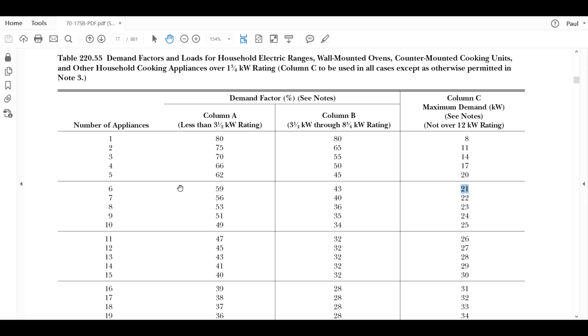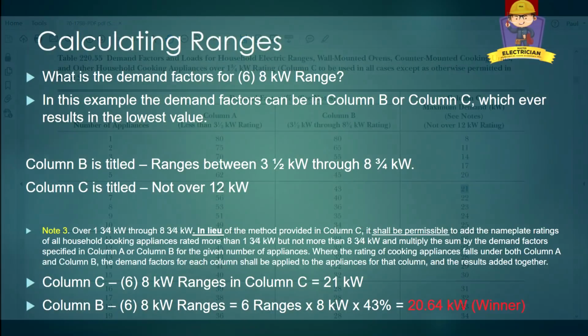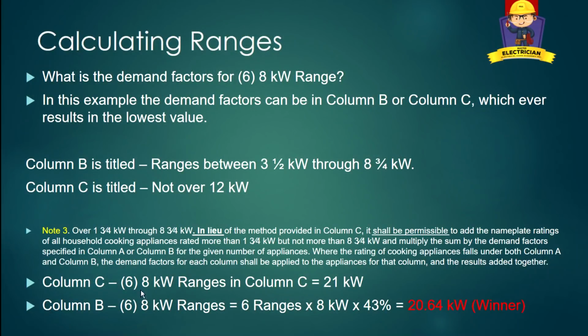Now, in this application, let's go back because we're going to compare it now. When we look here, we now need to say, well, let's use column B. And we know that column B deals with 3.5 kW through 8 3/4 kW. And obviously, we fall in that range. So it's 6 8 kW ranges, so it's 6 times 8 kW times 43%. Well, where do we get this 43%? That's under column B, so let's go under column B and find out how we got that value.